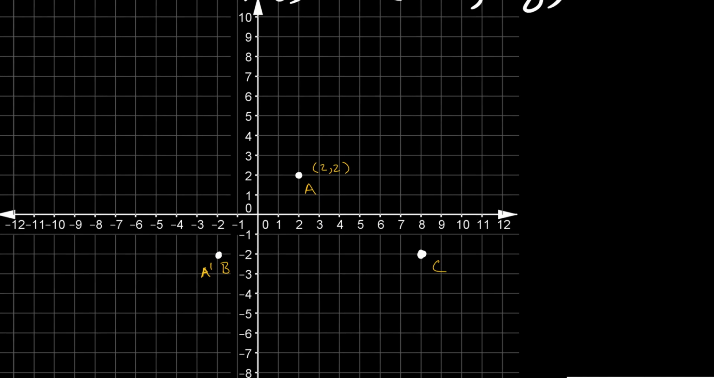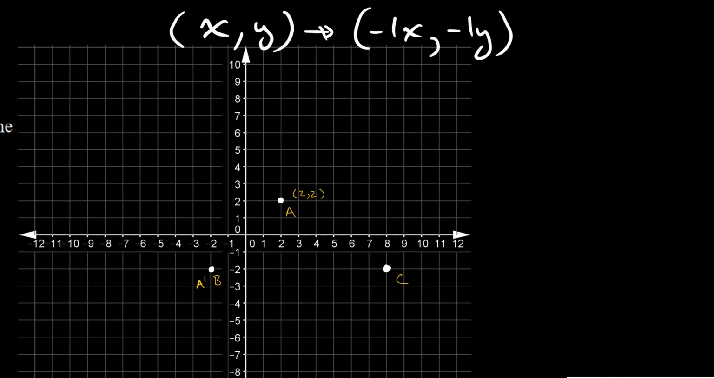And actually the same thing's going to happen to B, right? B is at -2, -2, and if I multiply both of those by -1, this is where B is going to go. So this is going to become B prime.